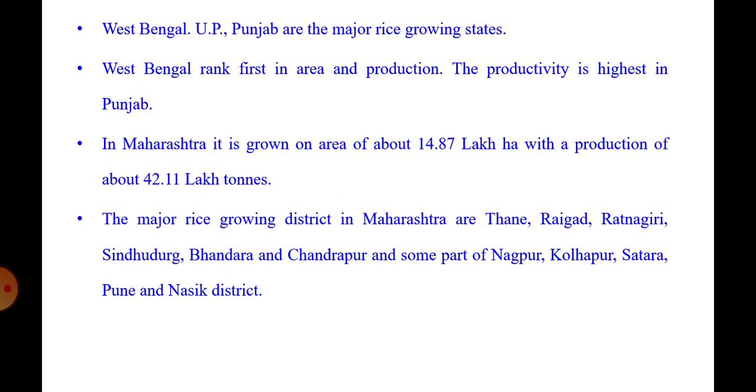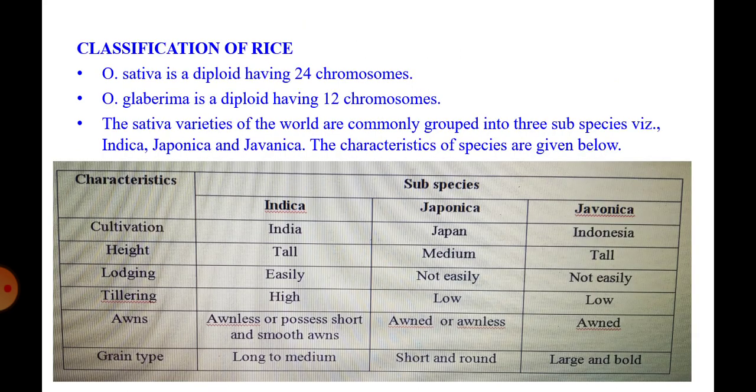West Bengal, UP, Punjab are the major rice cultivating states. West Bengal ranks first in area and production. The productivity is highest in Punjab. In Maharashtra, rice is grown over an area of about 14.87 lakh hectares with a production of about 42.11 lakh tons. The major rice growing districts in Maharashtra are Thane, Raigad, Ratnagiri, Sindhudurg, Bhandara, Chandrapur, and some parts of Nagpur, Kolhapur, Satara, Pune, and Nashik districts.